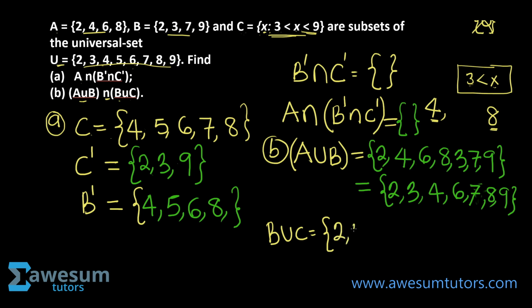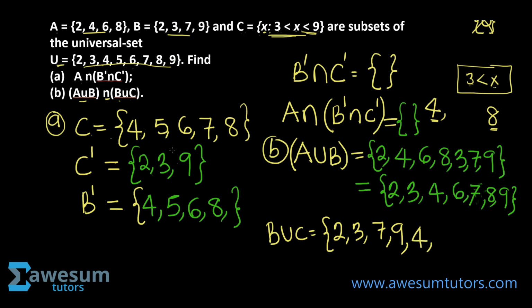2, 3, 7, 9. Okay, then your C is right here. Remember, we already have the elements of C right here. So now what do we need to do? 4, I can add 4. I have not written 4 before.